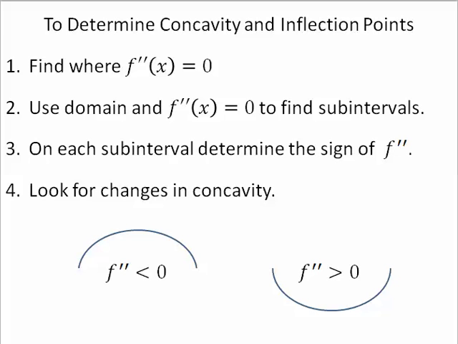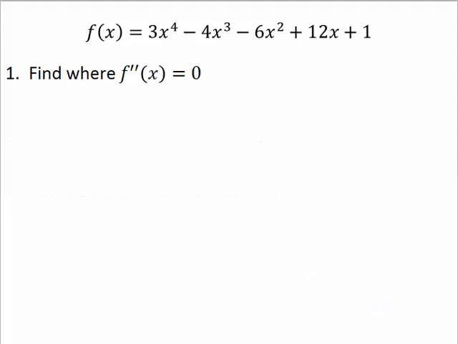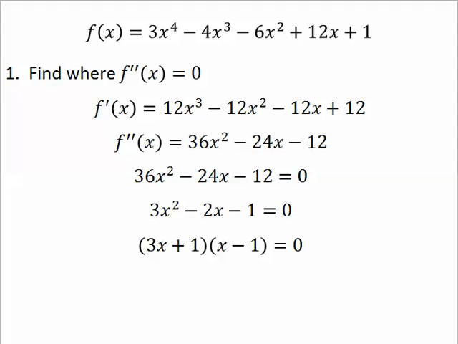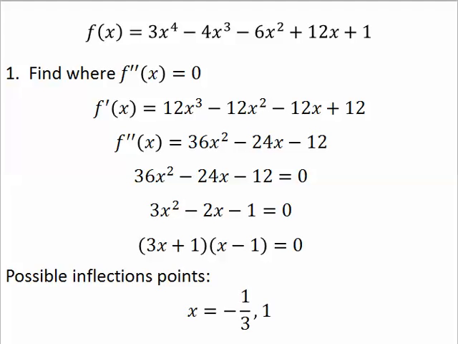I said in part 1 that we were going to follow these 4 steps using an example, and the example I'd like to use is a polynomial. First, let's find where the second derivative equals 0. I find the first derivative and the second derivative. I set the second derivative equal to 0 and I solve for x. To do that, I divide both sides by 12 and factor the left-hand side. And that gives me my possible inflection points.